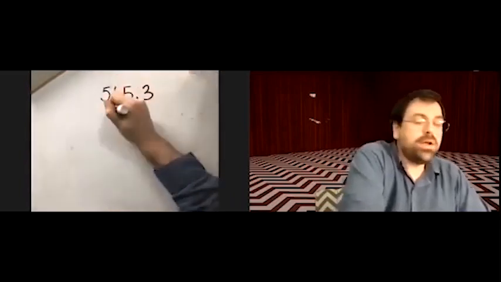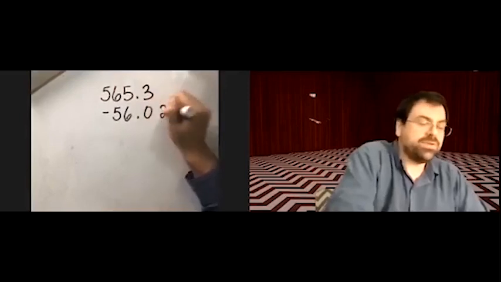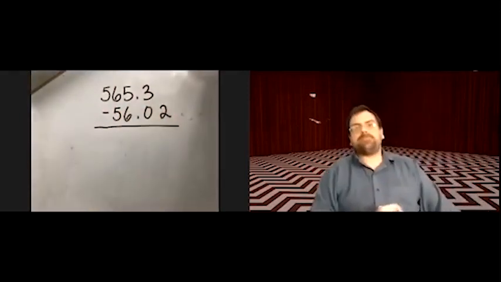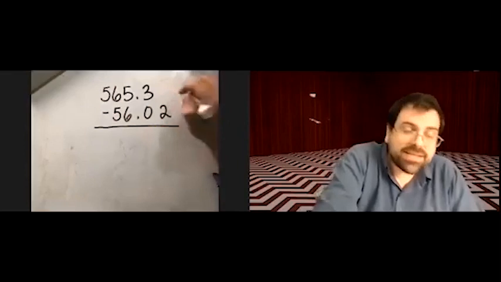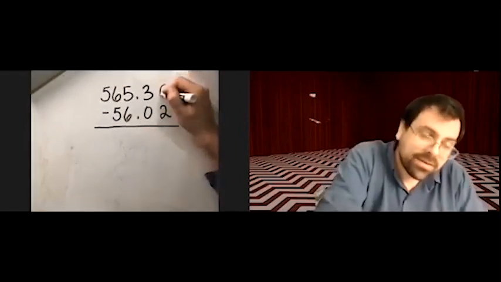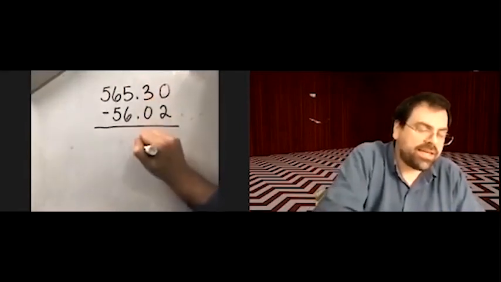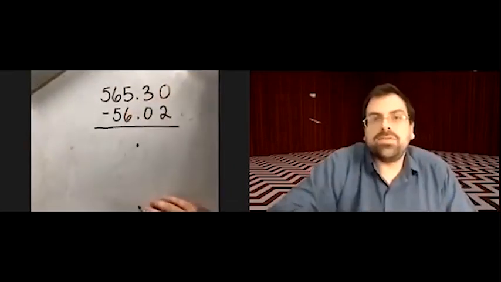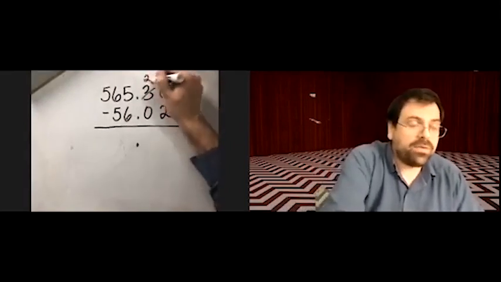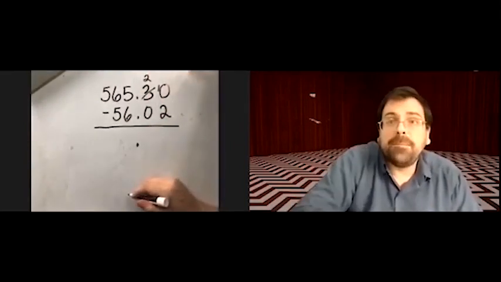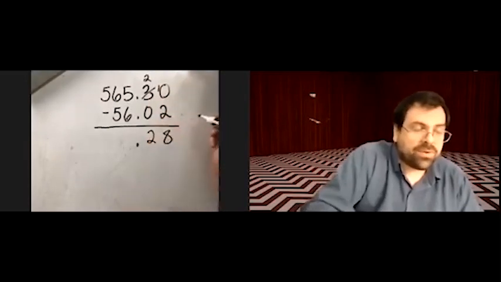565.3 minus 56.02. So I'm giving this one to you lined up already. We have a missing digit here. In order to do our subtraction, we need to see that that is a what? A 0. And except for putting that decimal point in the line, it's a straightforward subtraction problem. 0 minus 2, can't do it. Borrow, 3 becomes a 2, 0 becomes a 10. 10 minus 2 is 8. 2 minus 0 is 2.